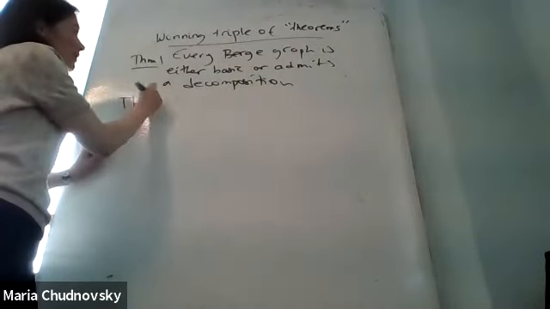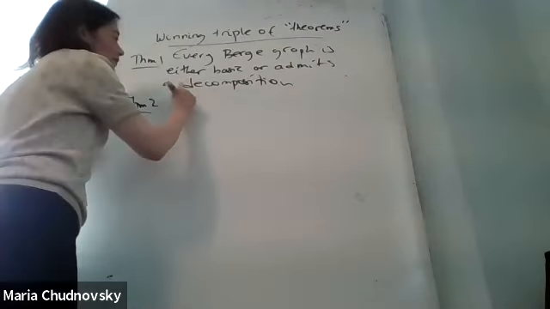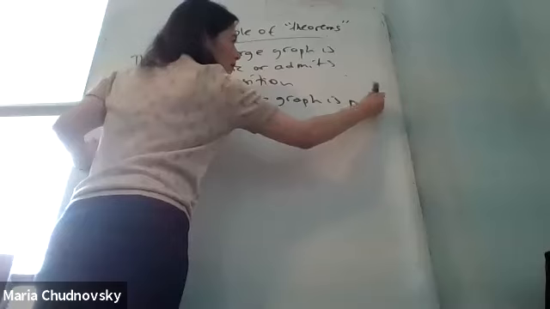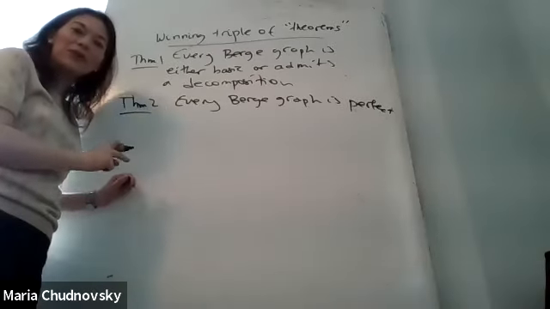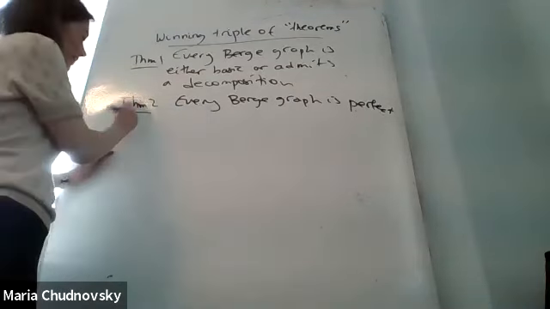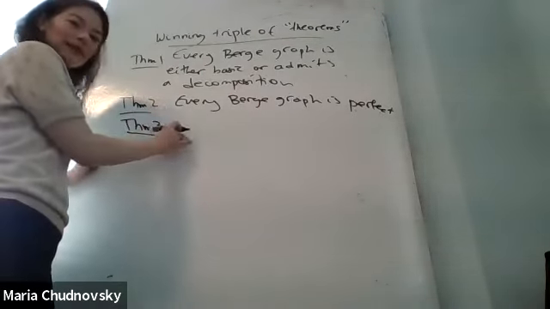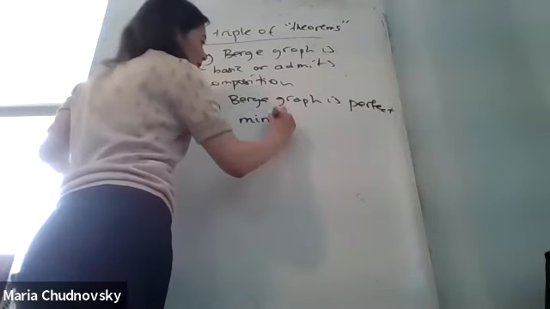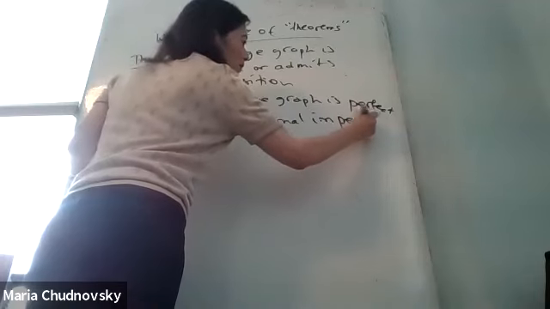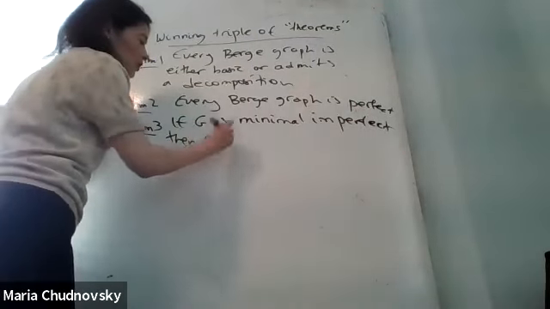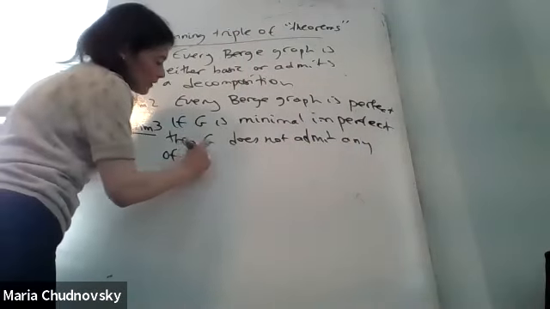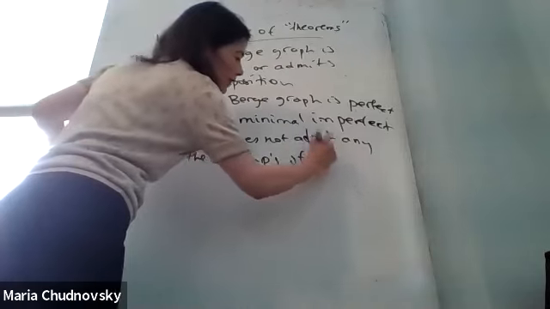Theorem two, let me finish writing and then I will say something. Theorem two, every Berge graph is perfect. Sorry, what is a basic graph? That's why there's no theorems, because I'm not telling you what the basic graph is. And then theorem three, but I'll explain in a minute what it is. If G is minimal imperfect, then G does not admit any of the decompositions of theorem one.